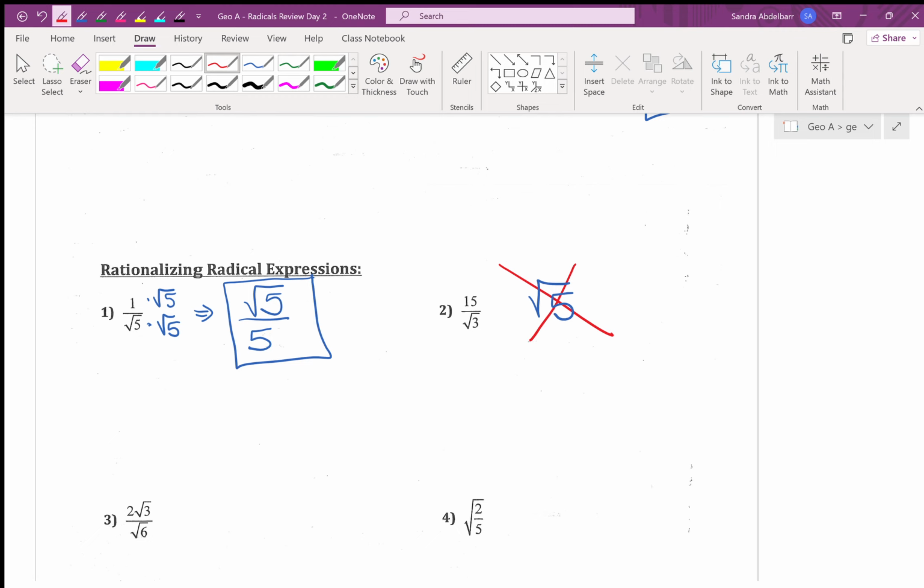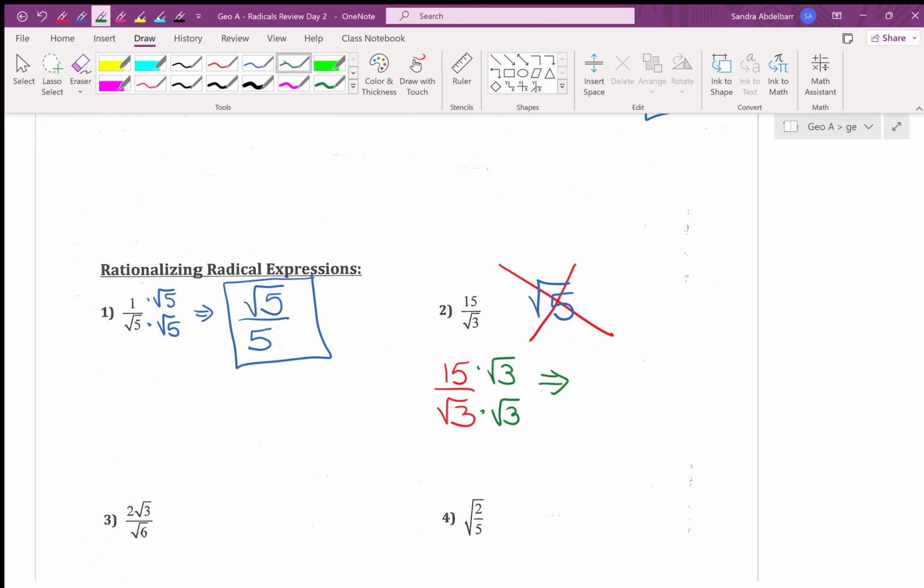15 is a whole number. Root 3 is a radical. They're not the same. We can't divide them. So what am I going to have to do here? I have to rationalize. How do I rationalize this? How do I rationalize? How do I get the radical out of the denominator? Multiply top and bottom by root 3.